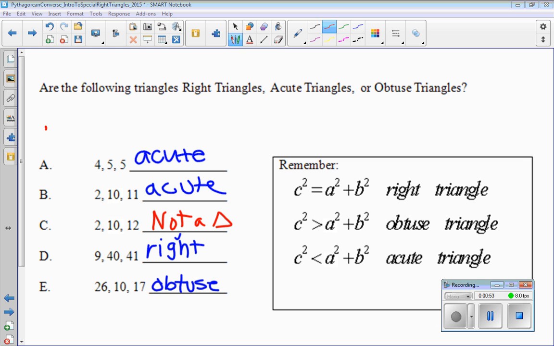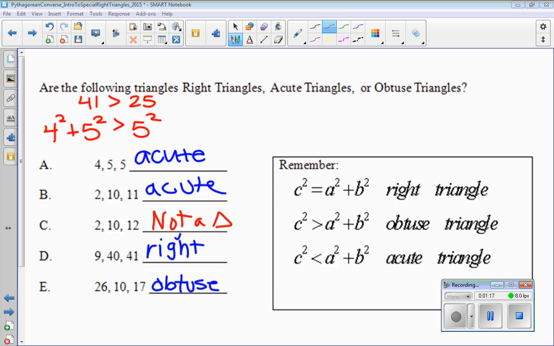So you would just check 4 squared plus 5 squared. Is that greater than, less than? What is that? So what is 4 squared plus 5 squared? You have calculators, so you can go ahead and do it now. What's 16 plus 25? 41. Is 41 larger or smaller than 25?